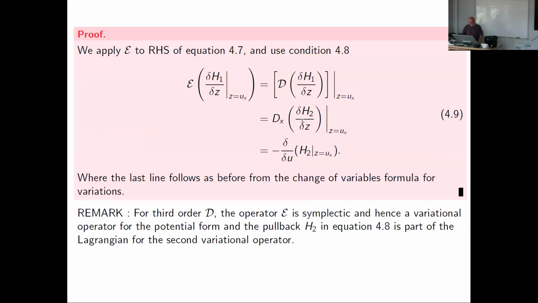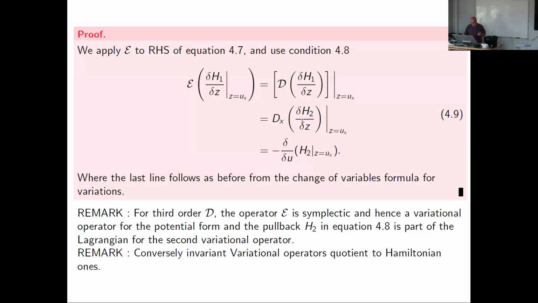This calculation I was going to go through, but I think the examples are more interesting. What I was able to check was that for third order compatible systems the lift operator is symplectic, and so it's a variational operator. So you pick up a second variational operator or second cohomology class for the potential form. As a converse to this, you can easily track it backwards: if you have invariant variational operators, they're going to quotient down to Hamiltonian ones via the converse of this.